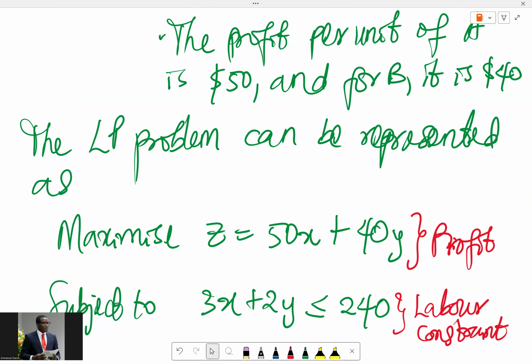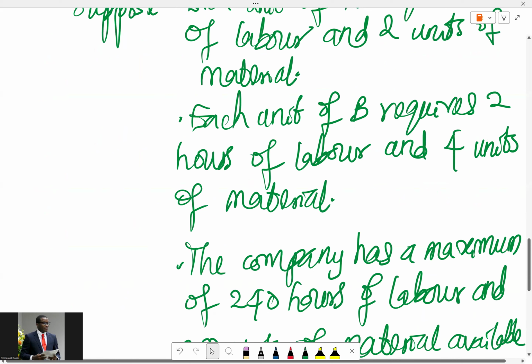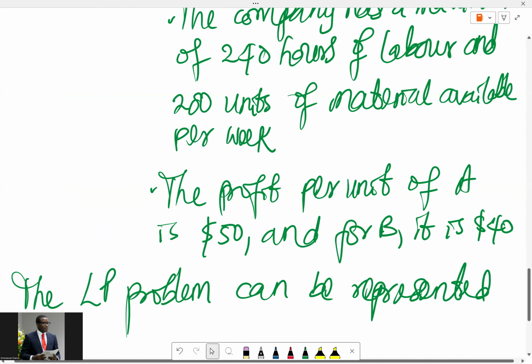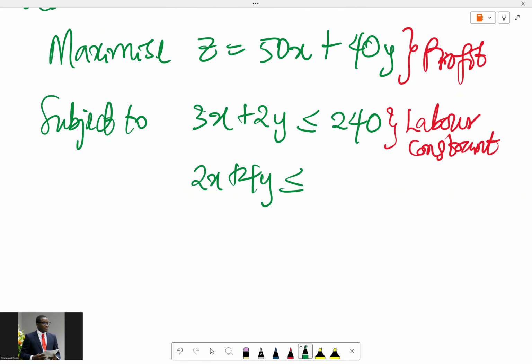Okay, as you can see, for labor, right? 240 hours of labor in all. So 2 hours of labor here, 3 hours of labor up there. So 3, 2. And the other one is 2, 4. So subject again to 2x plus 4y less than or equal to 200. And that is the material constraint.